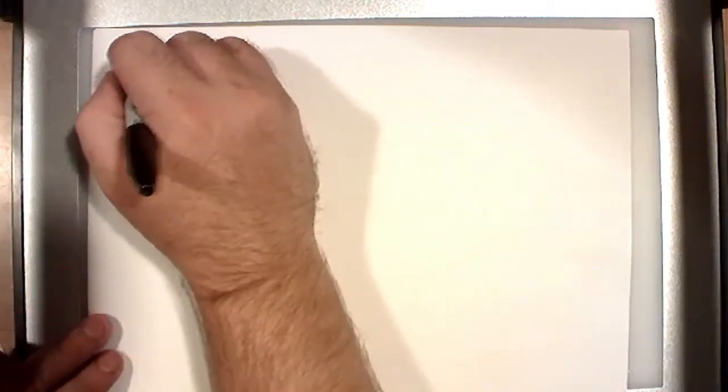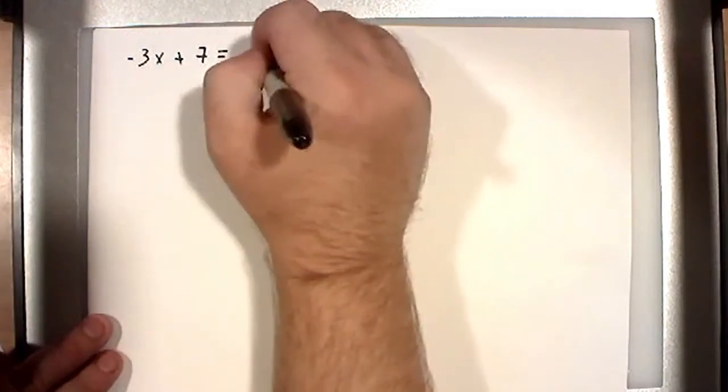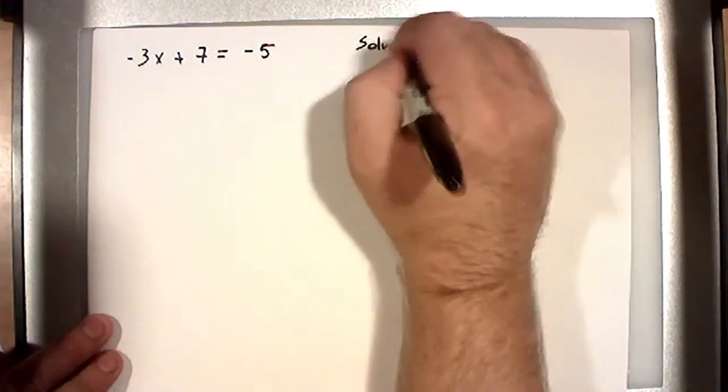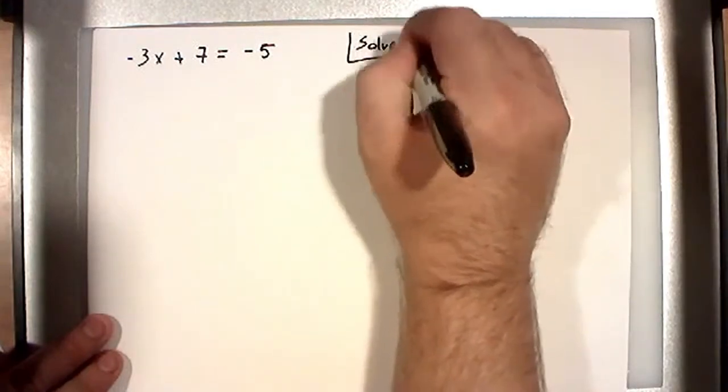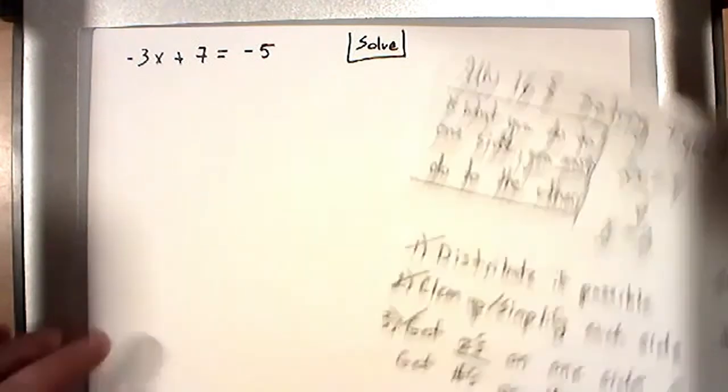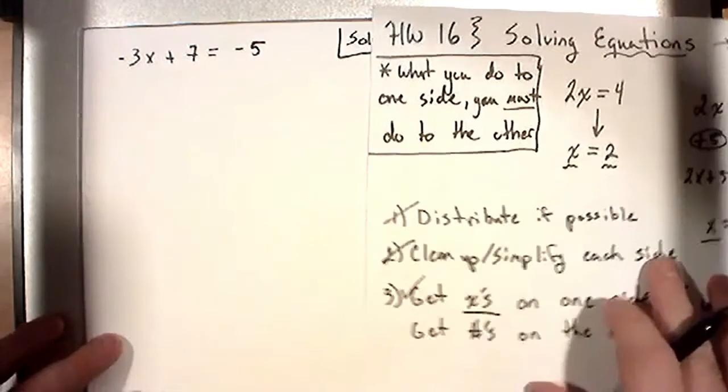Let's say I said negative 3x plus 7 equals negative 5. And again, for all of these, the instructions are just going to be solve, right? Solve for x, solve for y, solve for b, whatever the variable is. So we have negative 3x plus 7 equals negative 5. For the moment, I said I wouldn't do this, but I'll do it here. For the moment, think about the steps and how you would do this.